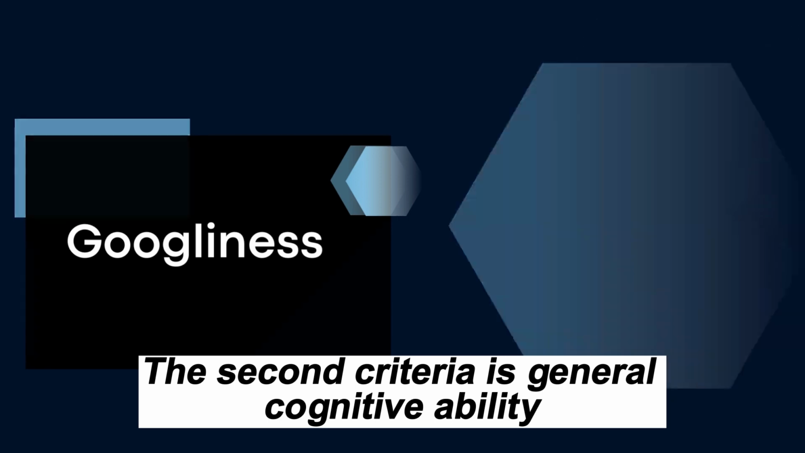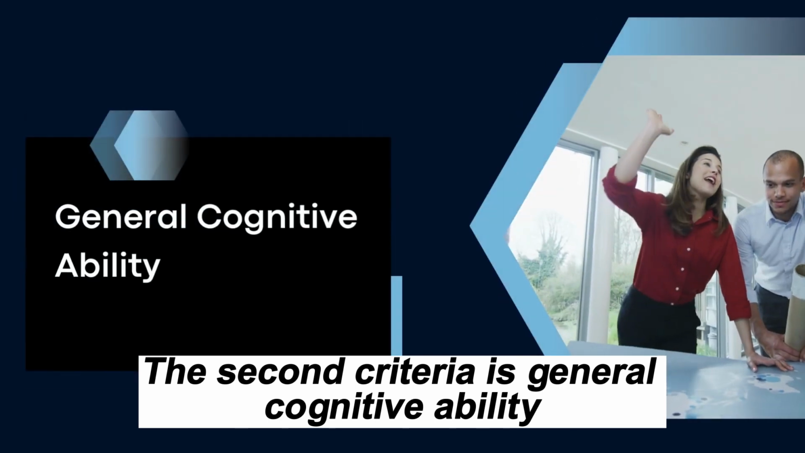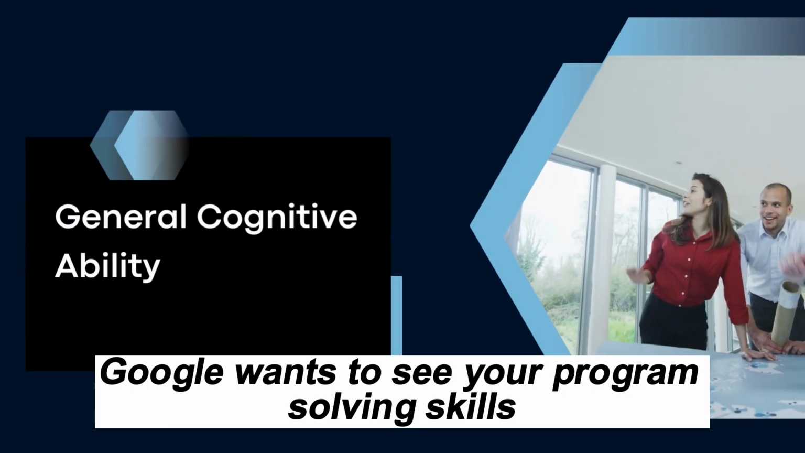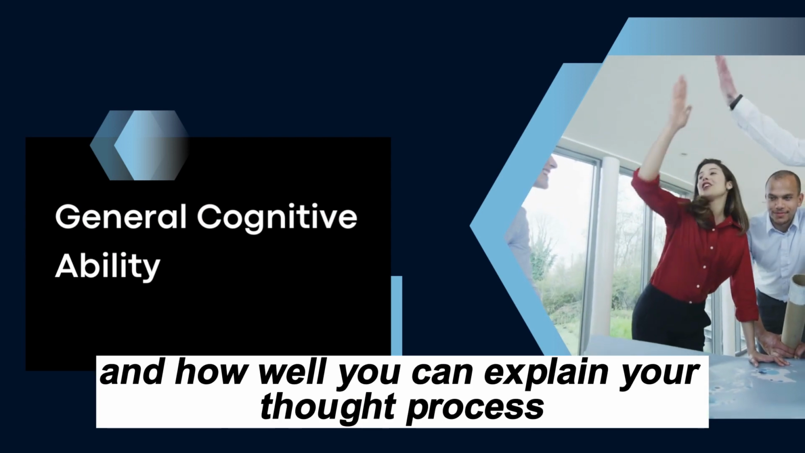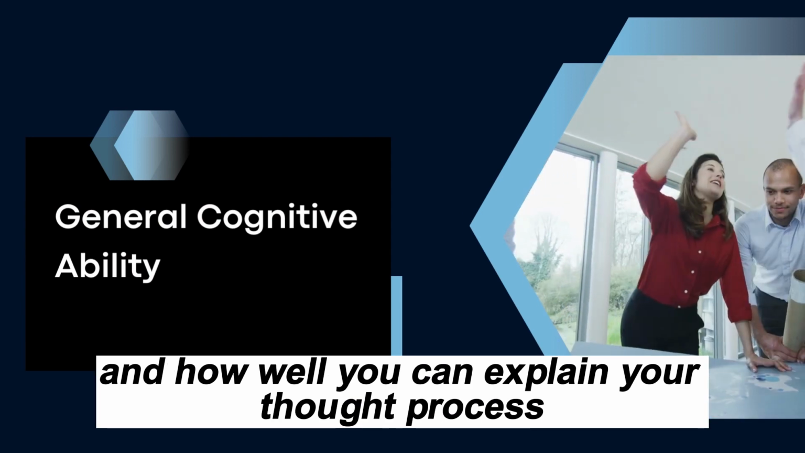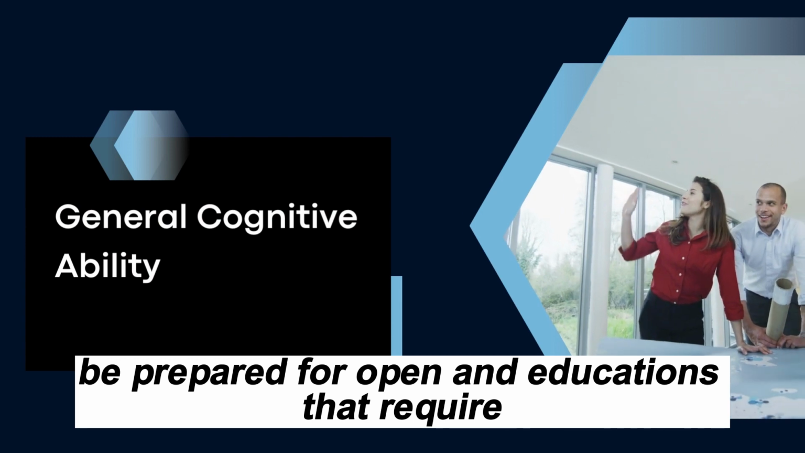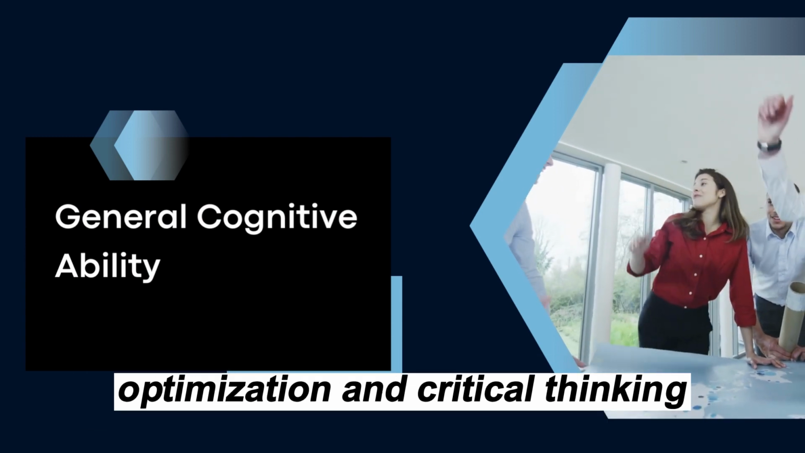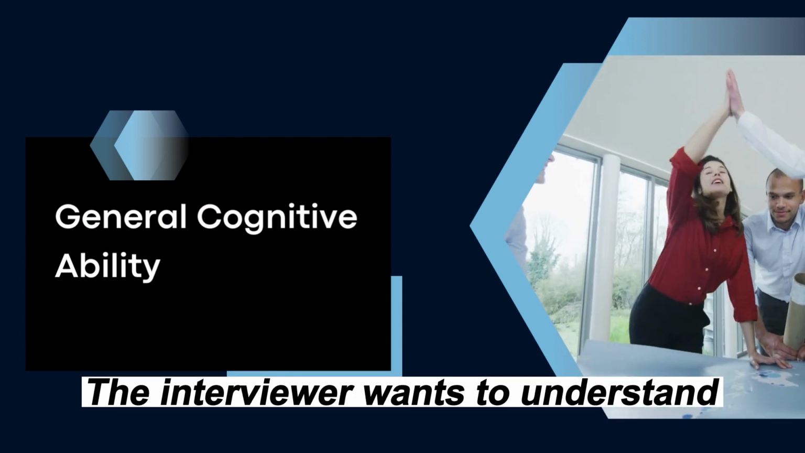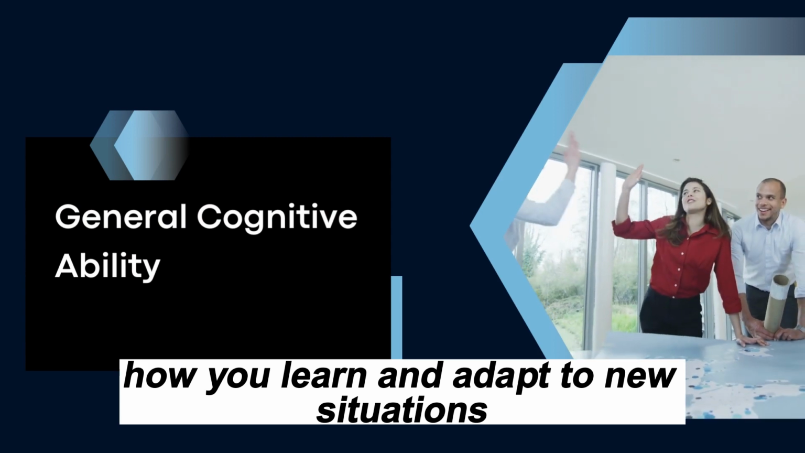The second criteria is general cognitive ability. Google wants to see your problem-solving skills and how well you can explain your thought process. Be prepared for open-ended questions that require optimization and critical thinking. The interviewer wants to understand how you learn and adapt to new situations.